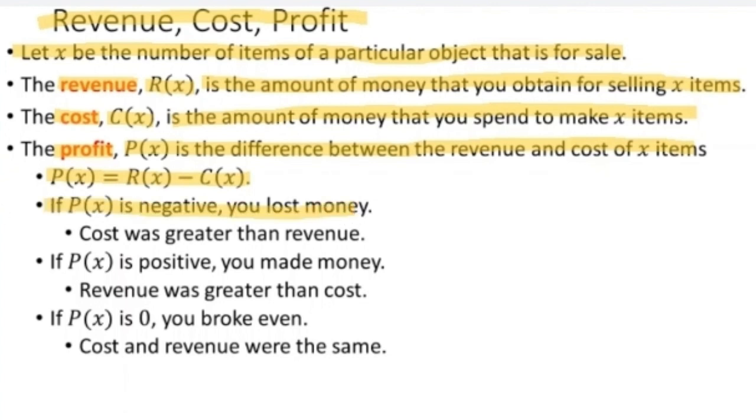If p of x is negative, in other words, you have a negative profit, that does indicate a loss of money. This occurs when the cost is greater than the revenue. If p of x is positive, then you made money. This occurs when the revenue is greater than the cost. And thirdly, if your profit is 0, this means you broke even. Breaking even means the cost and the revenue were exactly the same. You didn't lose money, but you didn't make money.